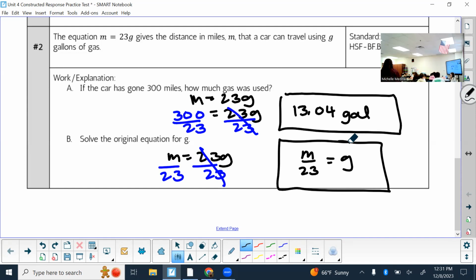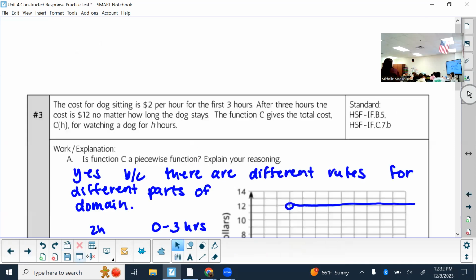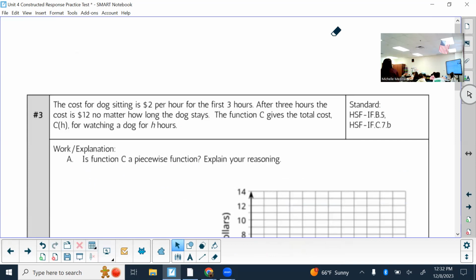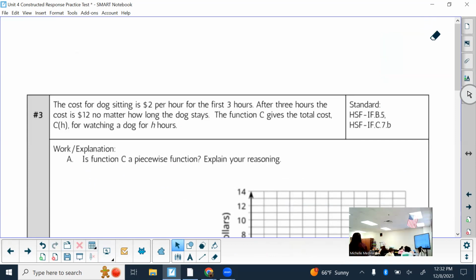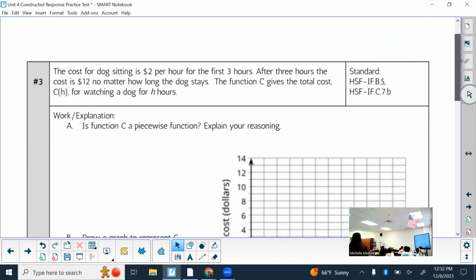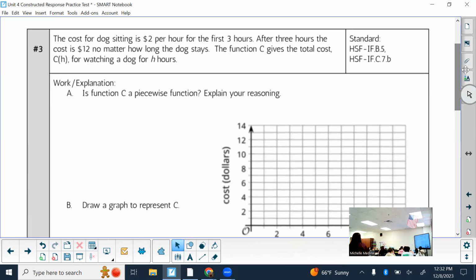Number 3 on the constructive response. Okay, so the cost for dog sitting is $2 per hour for the first 3 hours. After 3 hours, the cost is $12 no matter how long the dog stays. The function C gives the total cost C of H for watching a dog for H hours. Is the function C a piecewise function? So what do you think, yes or no?